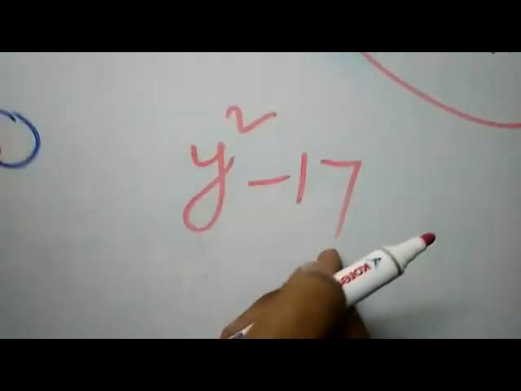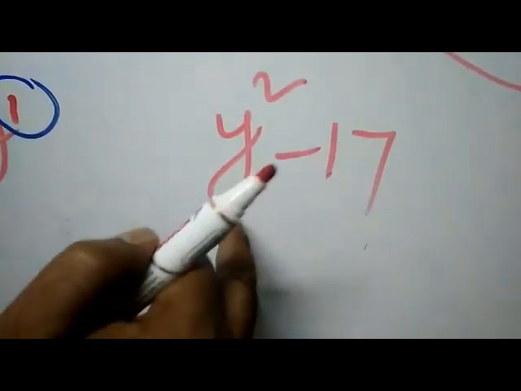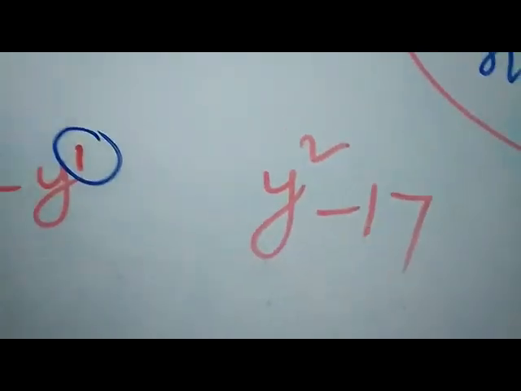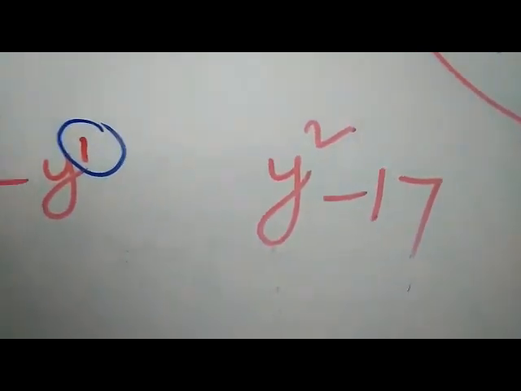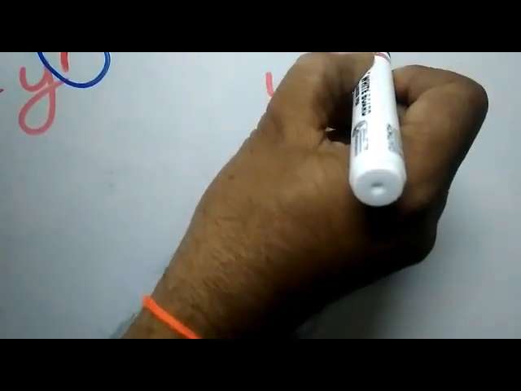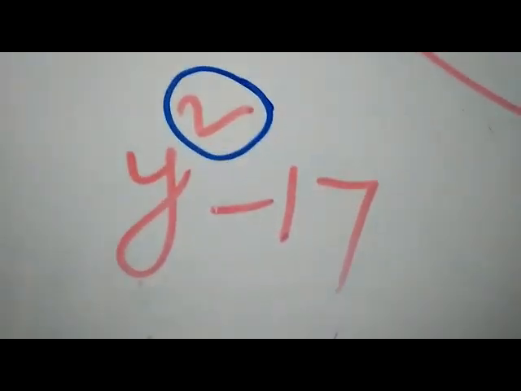Coming to the next one, this is a constant term. This term is called a constant term. This is a variable algebraic term, y square. The power of the variable is 2. That's why it is also a polynomial.